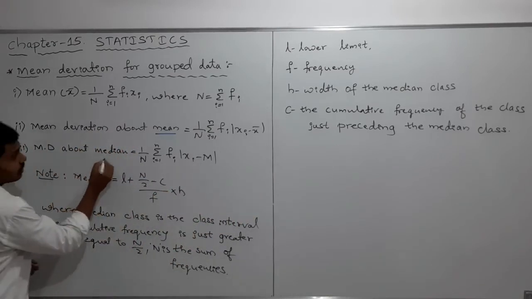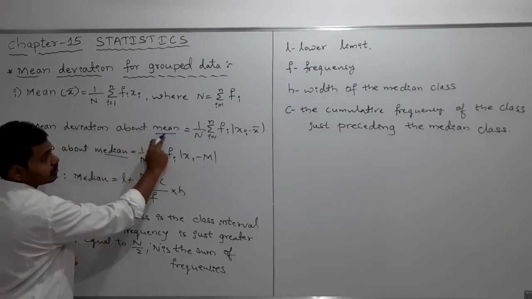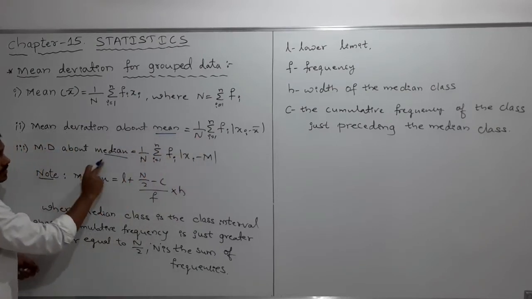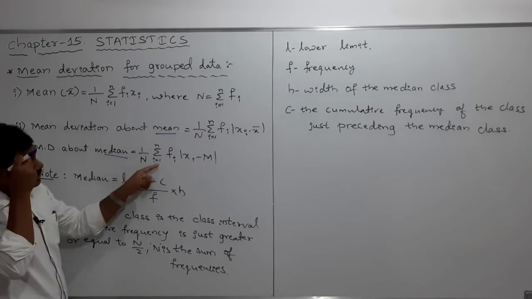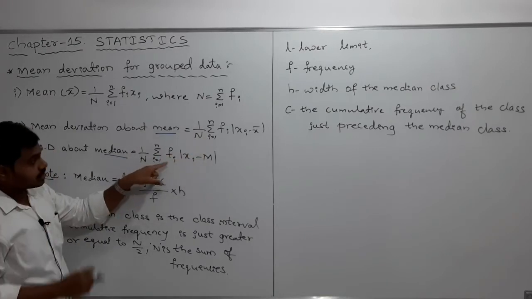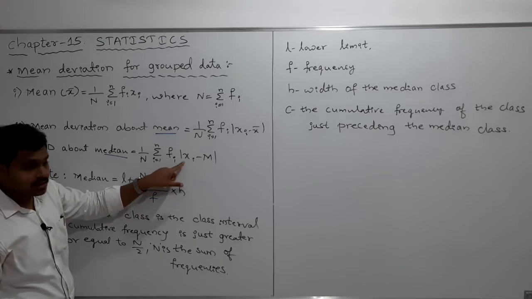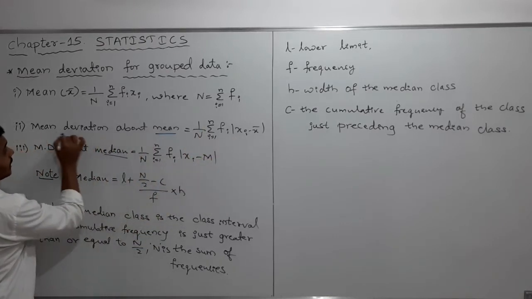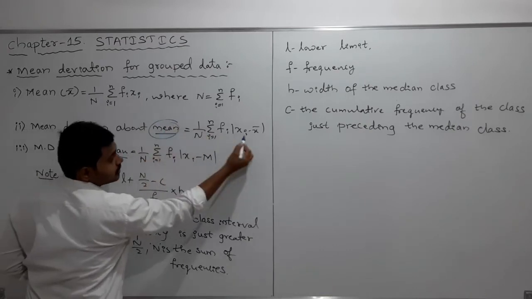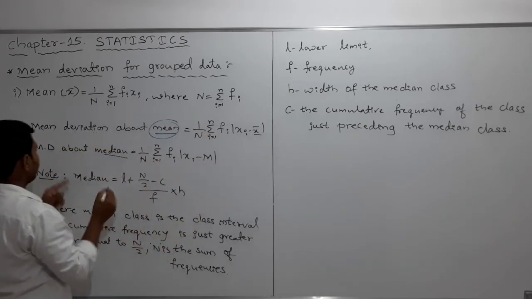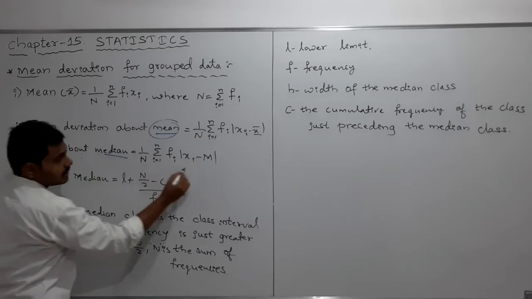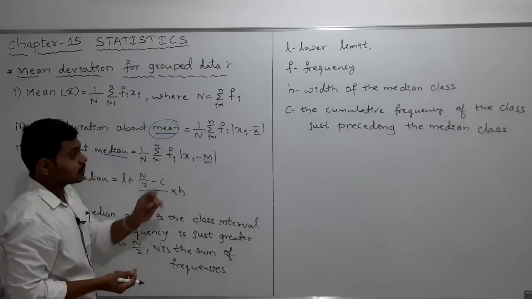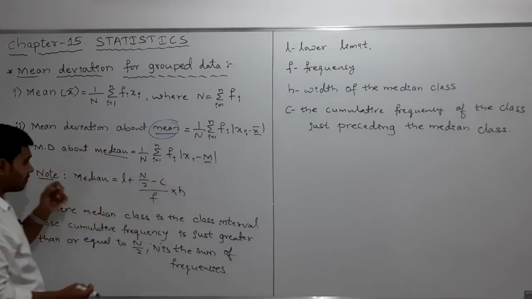Similarly, mean deviation about the median. Here, mean deviation about mean is this formula. Mean deviation about median is 1 divided by n into summation of fi, and everything here is the same, but it is modulus of xi minus m instead of xi minus x bar. If you are calculating mean deviation about mean, you should use x bar here. If you are calculating mean deviation about median, it is xi minus m. So what is m? M is nothing but the median.